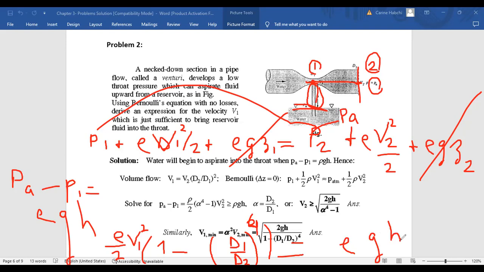So now the only unknown in this equation is V1. So by taking 2 to the other side, 2 over rho will cancel out.